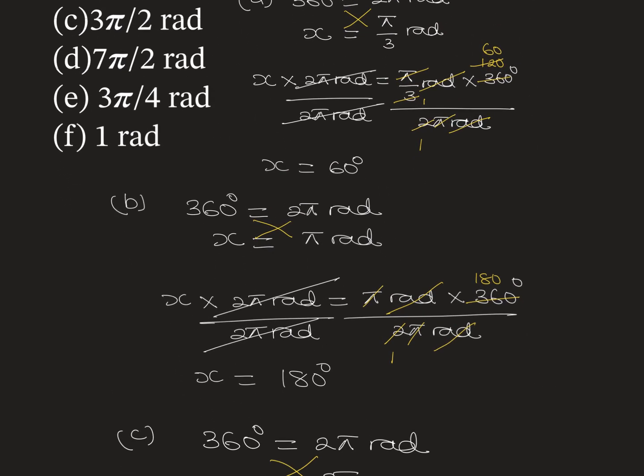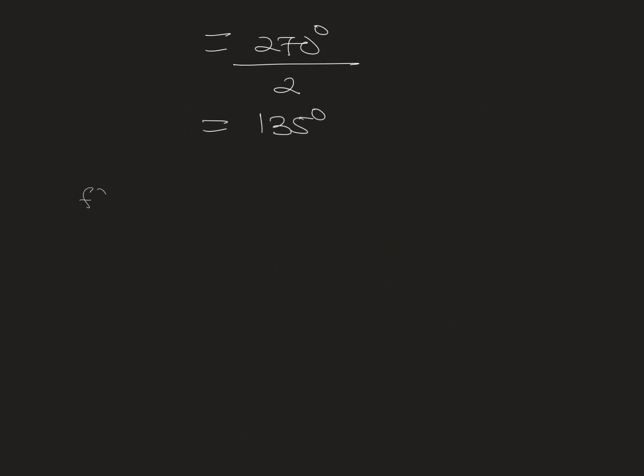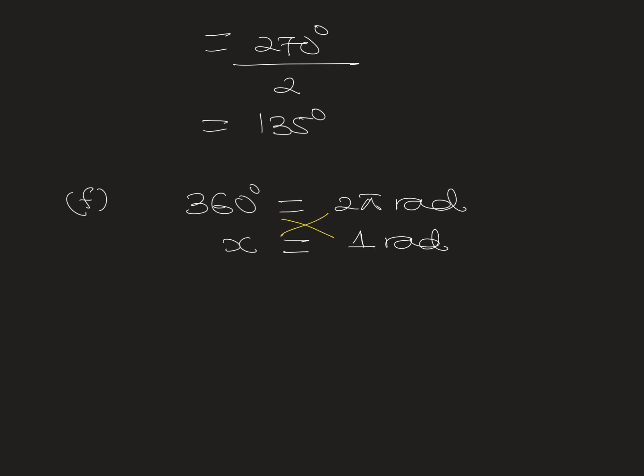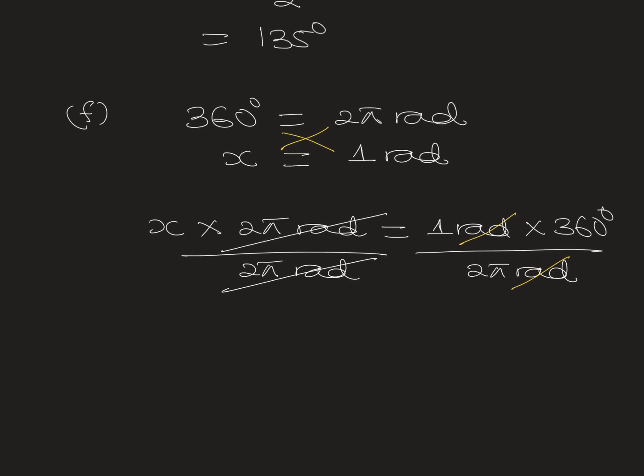F is 1 radian. We want to know what is 1 radian. If 360 degrees is equal to 2 pi radians, so what is 1 radian? Let's say that is equal to x, then we cross multiply, and we'll have x times 2 pi radians equal to 1 radian times 360 degrees. To find x, we divide both sides by 2 pi radians. So radian cancels radian.